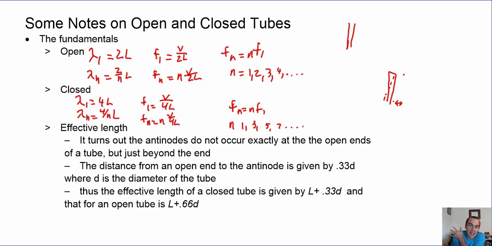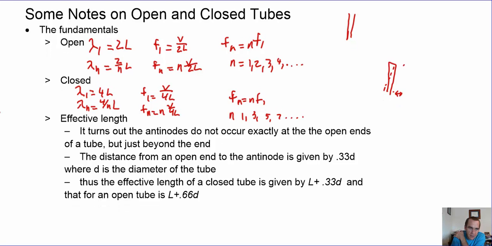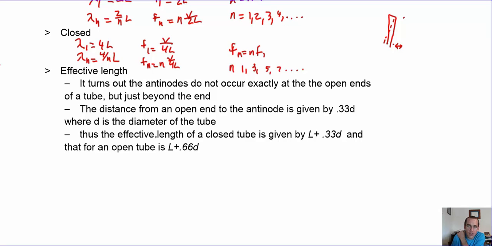The other thing that we have to pay attention to is the length of the tube versus the effective length of the tube. The effective length of a tube is a little bit longer than the length of a tube because the antinode occurs just outside the end. And how far outside depends on the diameter of the tube. So in this equation that we have, d is the diameter of the tube. For a narrow tube, it doesn't make much of a difference. For a bigger tube with a bigger diameter, it can actually have quite an effect.